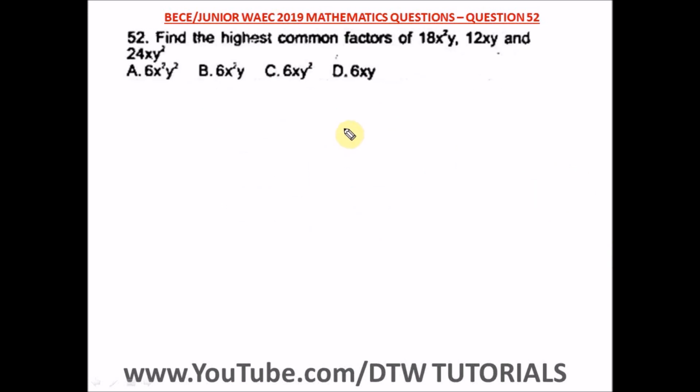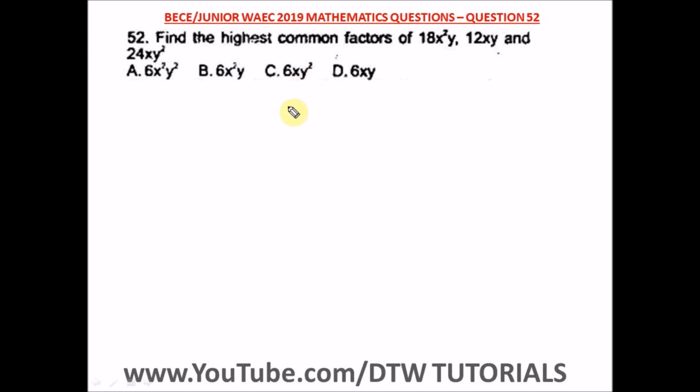Question 52 of the BECE Junior WAEC 2019 Mathematics Past Question. It says find the highest common factors of this. You remember HCF? I think we've done HCF earlier on in this particular past question, so please do read up on HCF. Questions come out on HCF and LCM, but more on HCF.